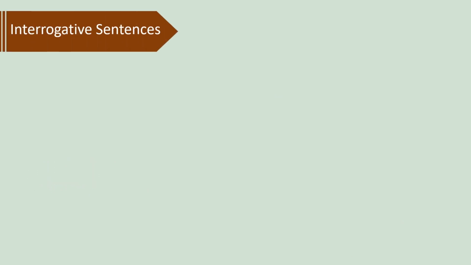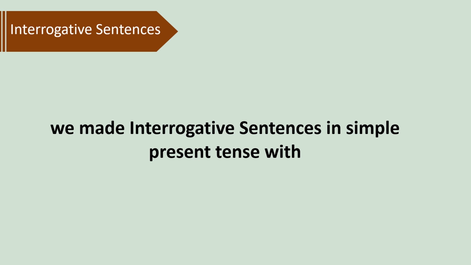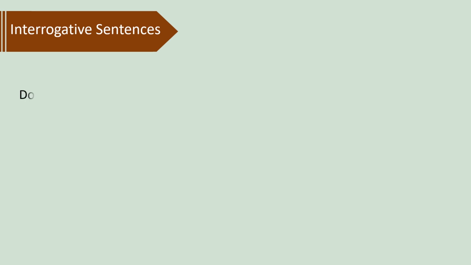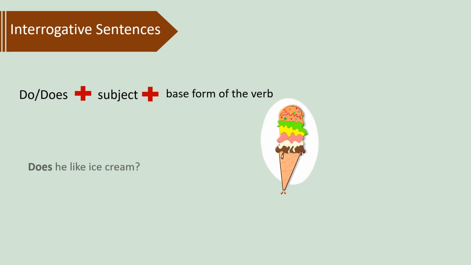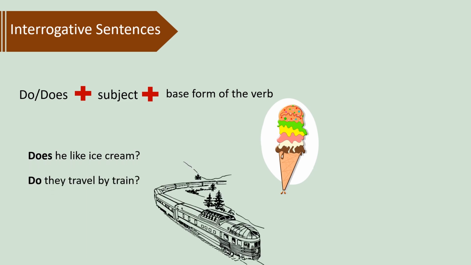Interrogative sentences are used to ask questions. We make interrogative sentences in simple present tense with do or does plus subject plus base verb. For example, does he like ice cream? Do they travel by train?